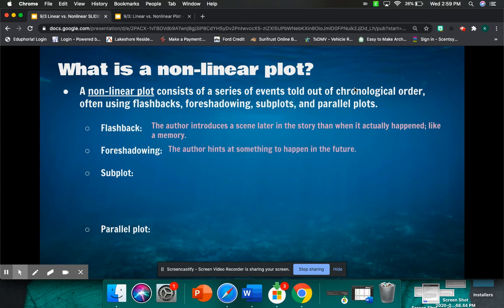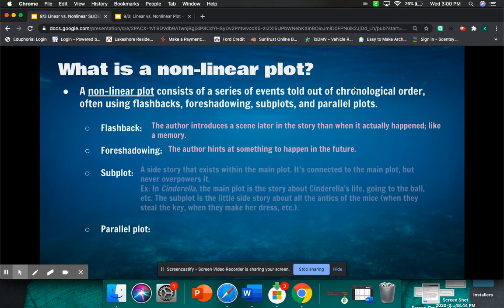In foreshadowing, the author hints at something to happen in the future. It's kind of a subtle hint. He's not necessarily going to come out and say what exactly is going to happen. He's not going to give all the details, but the author is going to tell you that something is going to happen in the future, a specific thing.